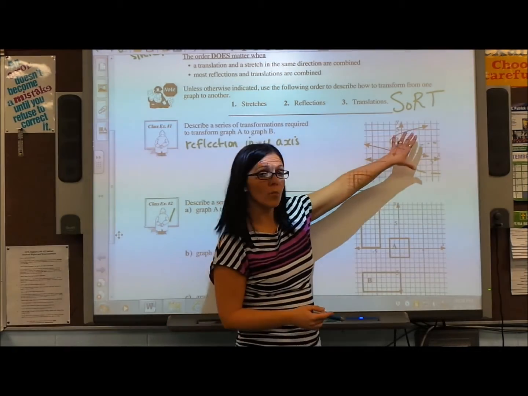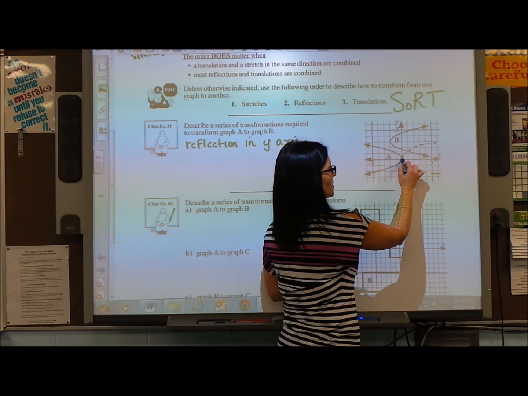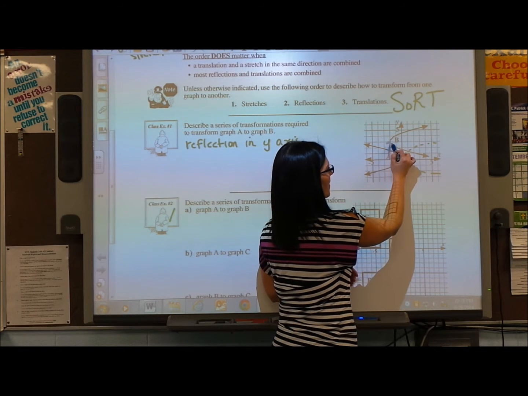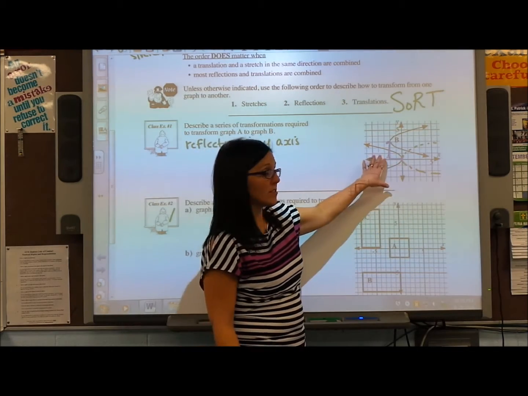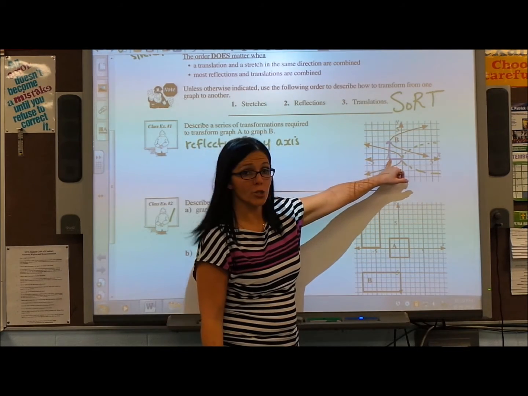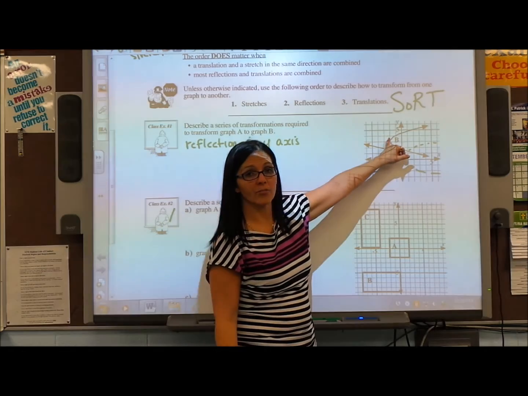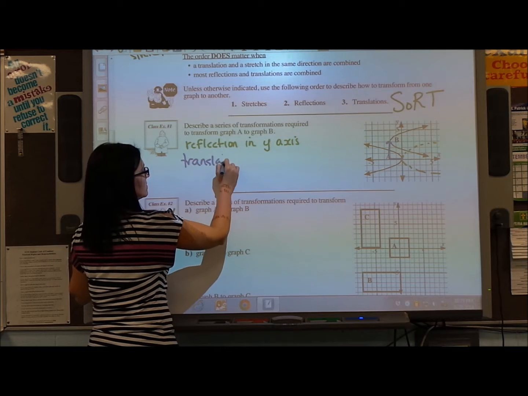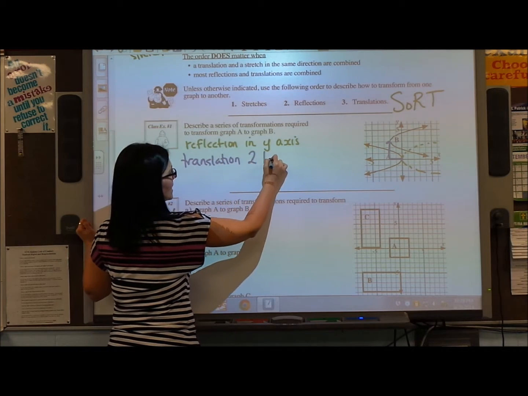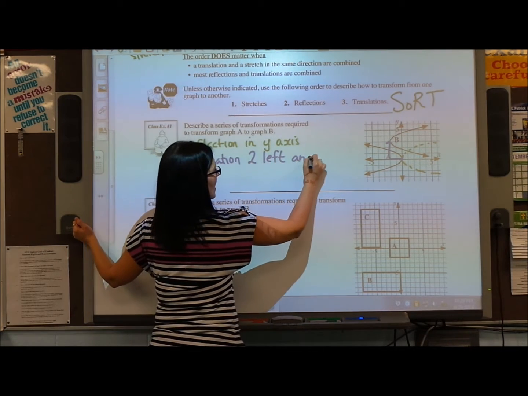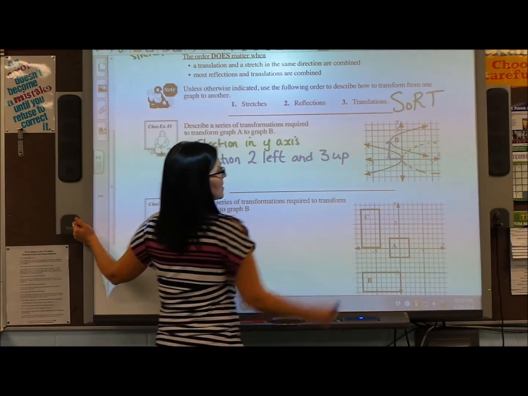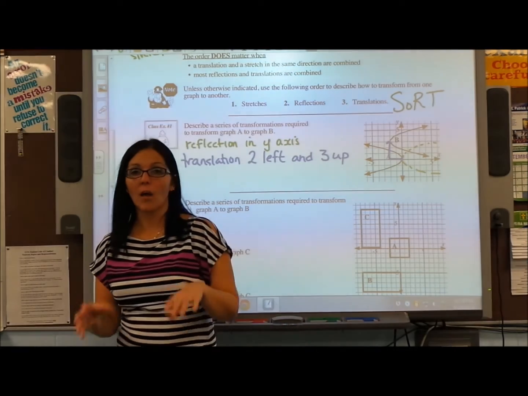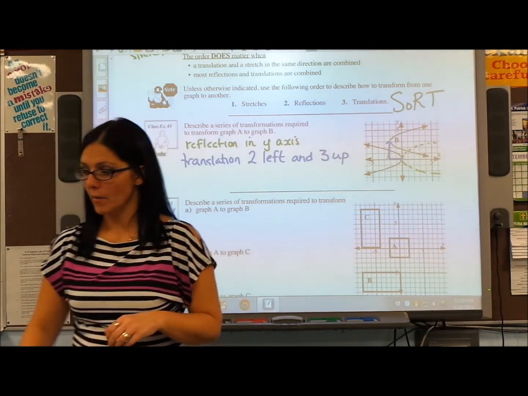From that step, I moved the graph. This was my vertex point, and I moved it this way and then that way to that point. So how do I describe that movement? I went 2 units to the left and 3 units up. So translation, 2 left and 3 up. So if I apply those transformations in that order, I will end up from graph A to graph B.